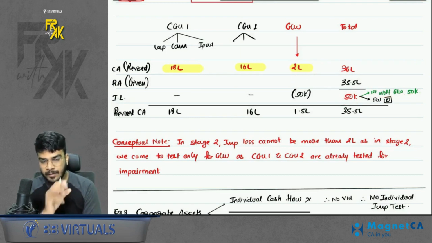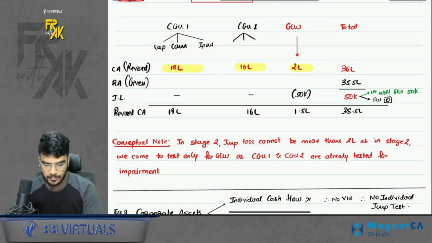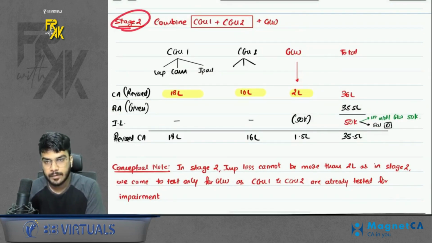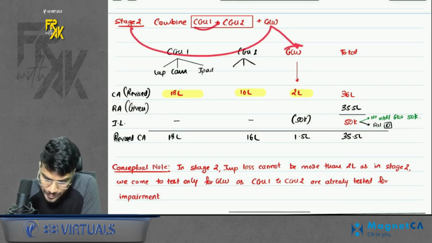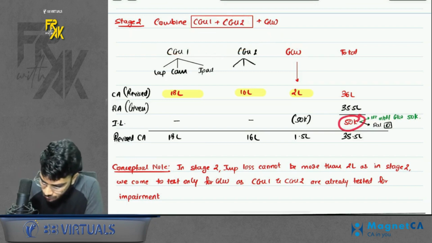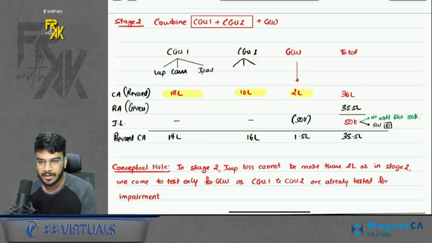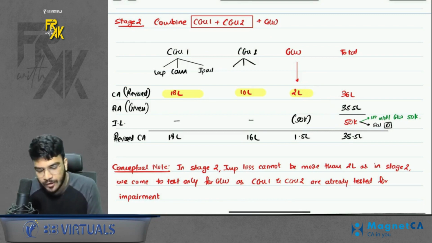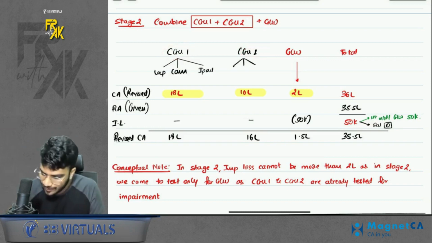Now let me give you one conceptual clarity. When you are doing the test under 2 stages, in stage 2, we are only here to test because of goodwill. These CGU 1 and 2 are already tested in stage 1. So the loss, whatever you get, will not exceed the amount of goodwill. It cannot exceed the amount of goodwill. Why? Because you cannot allocate any further loss to 1 and 2. They have already been tested for impairment. So why will you allocate any further loss to them?